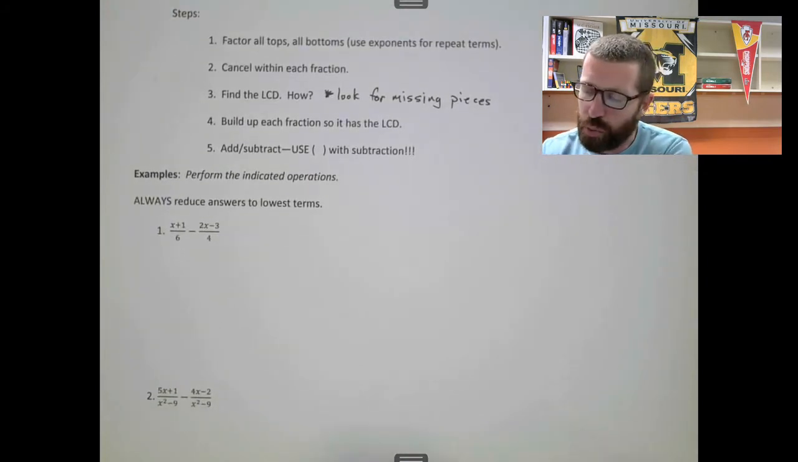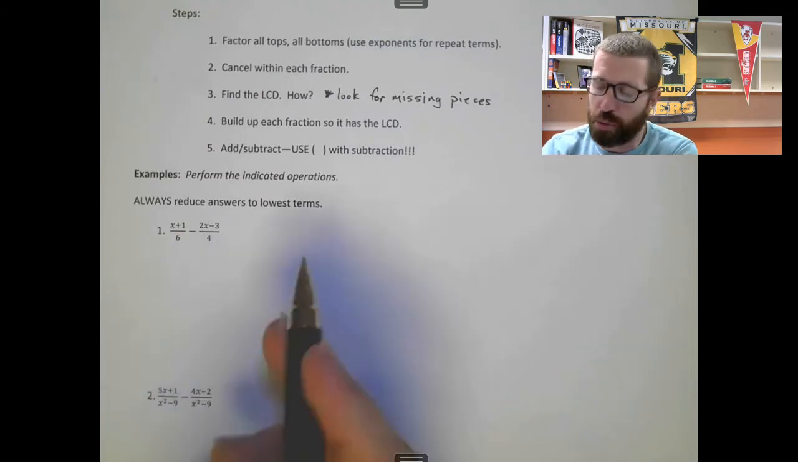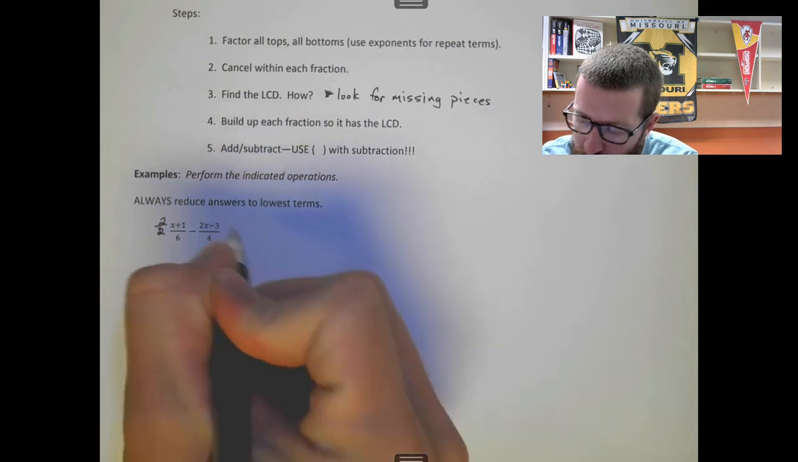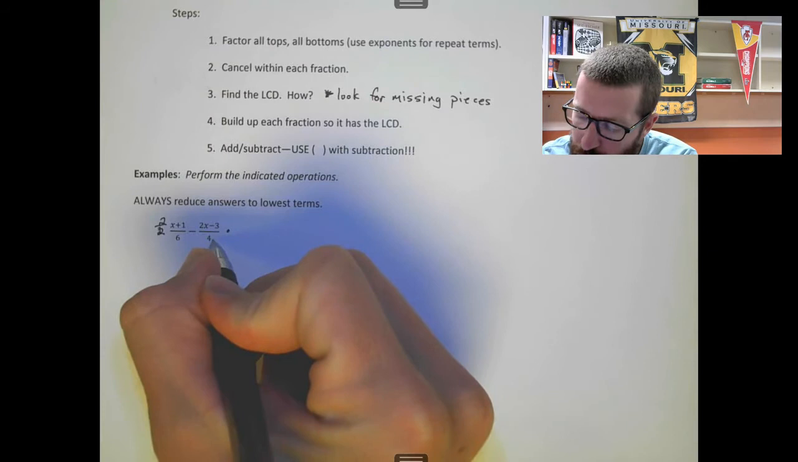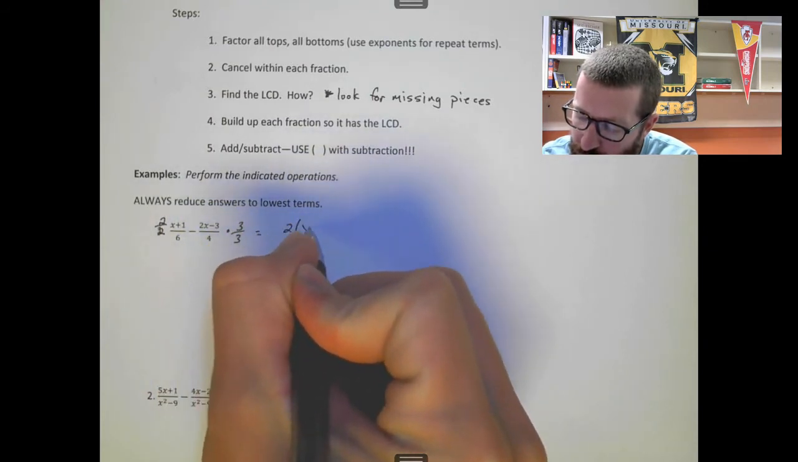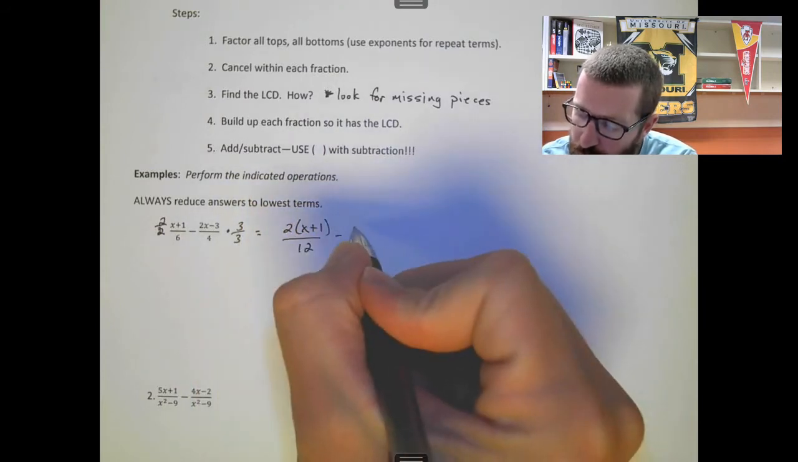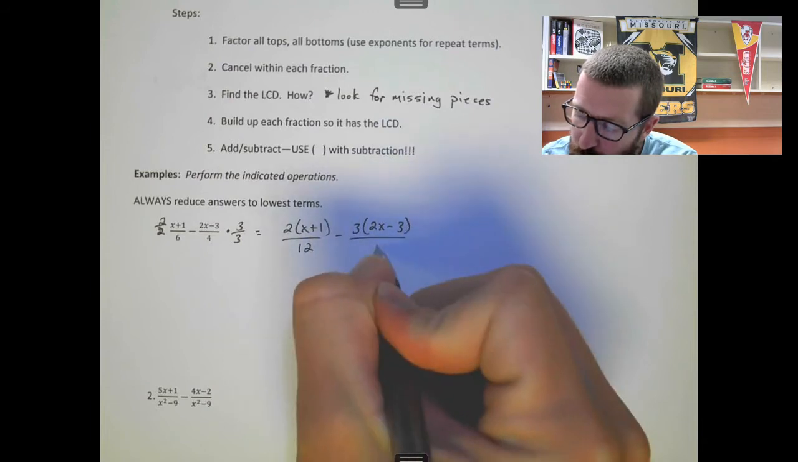Okay, so on this first one, we're looking for a common denominator. Here, we can use 12. And so these are just numbers. There's no polynomials. So let's multiply the first fraction by 2. And so you have to multiply the top and bottom. In the second fraction, I can multiply that by 3 on top and bottom. And so let's write this out first, although you might be able to skip this step. So minus 3 times 2x minus 3 over 12.